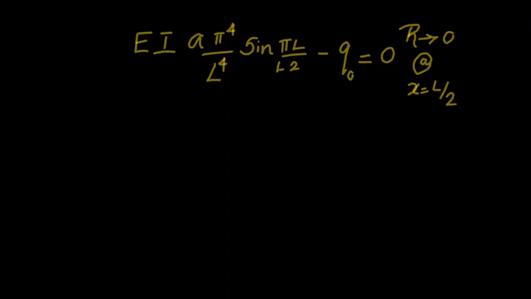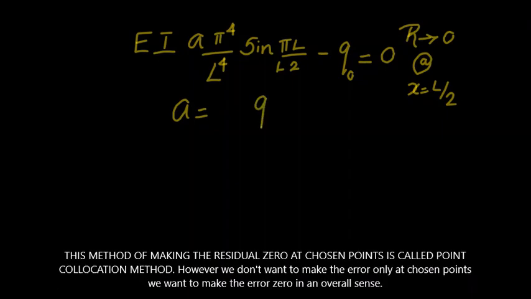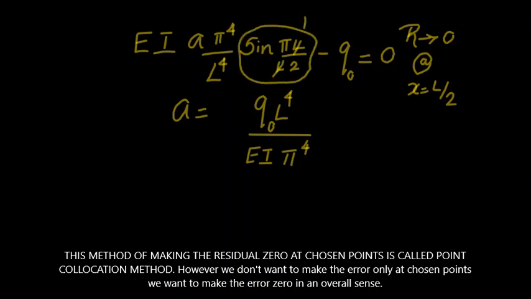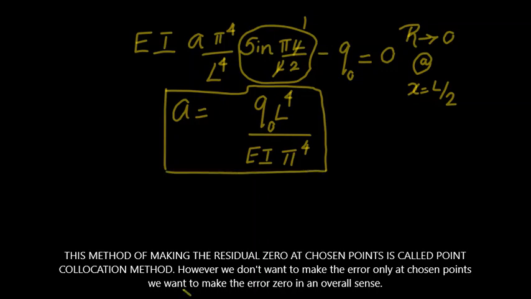So just to find out the value of the constant A now, A is equal to q naught. Take this q naught to the right hand side and take this L power 4 to the right hand side. It becomes L raised to the power 4. It goes to the numerator and everything else goes to the denominator. EI goes to the denominator. Pi raised to the power 4 goes to the denominator. This term just becomes 1 because sine 90 degrees becomes 1. So that is the value of the constant: q naught into L raised to the power 4 divided by EI into pi raised to the power 4.